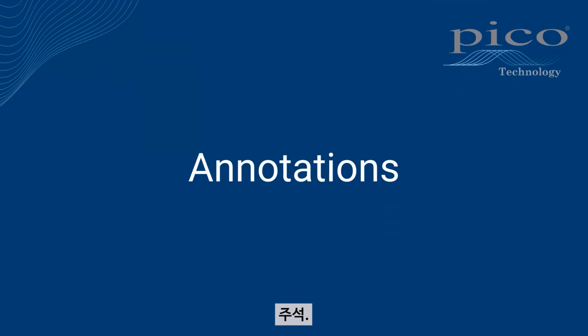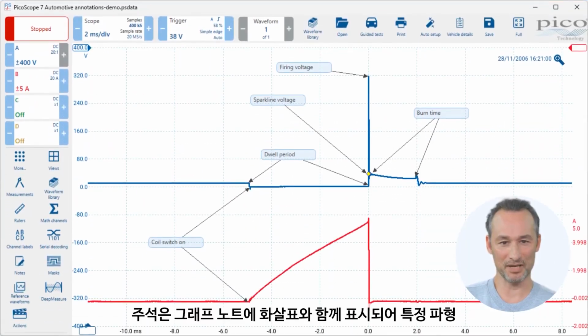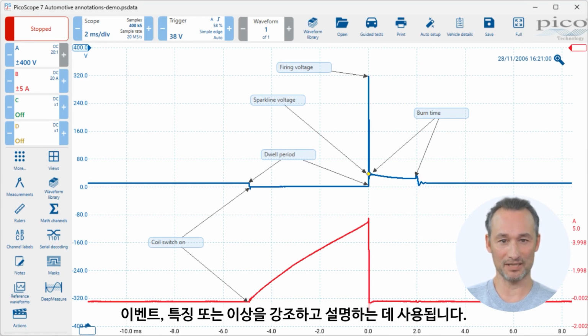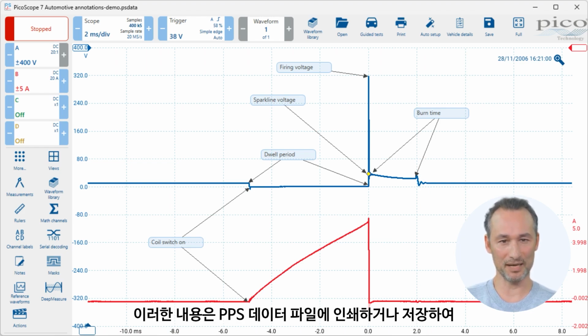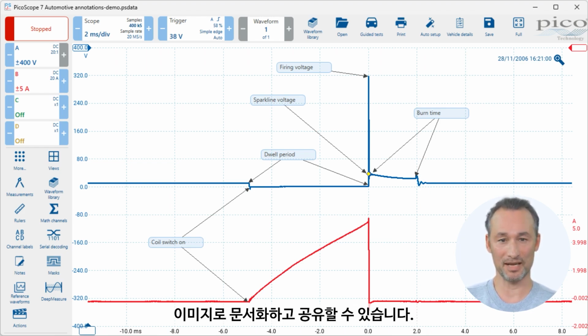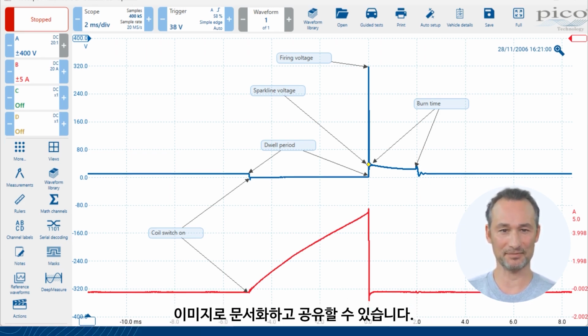Annotations. Annotations are used for placing in-graph notes, along with arrows to highlight and explain specific waveform events, features, or anomalies. These can be documented and shared as images printed or saved within the PS data file.